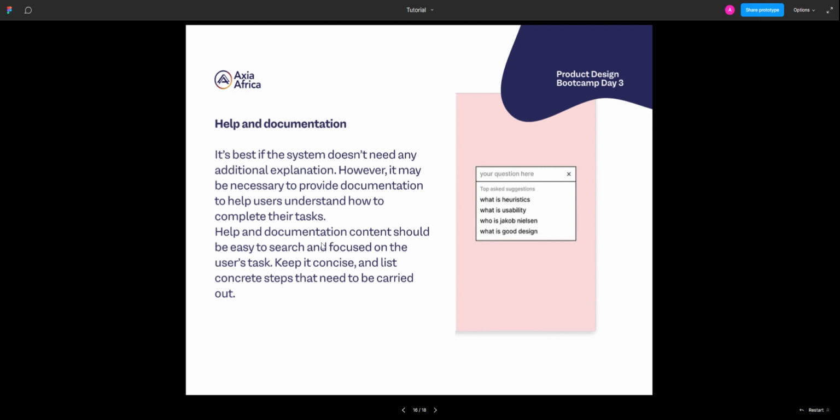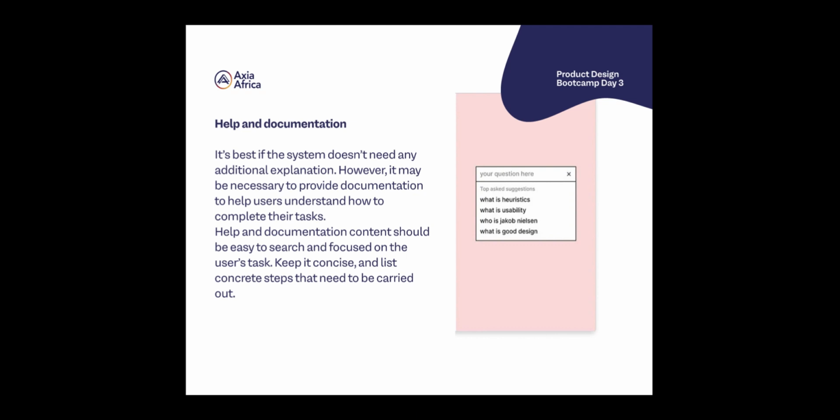Now, it's best if the system does not need additional explanation. However, it may be necessary to provide documentation to help users understand how to complete their tasks. Help and documentation content should be easy to search and focused on the user's tasks. Keep it concise, keep it short, and list concrete steps that need to be carried out. Let there be proper documentation when you are designing.